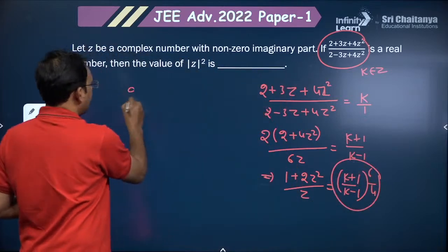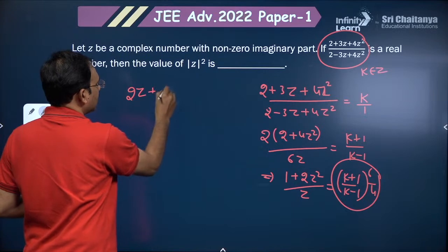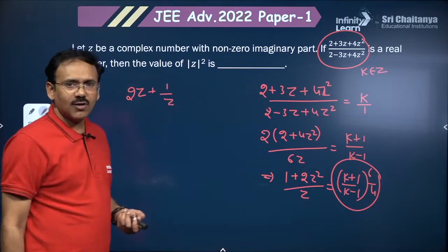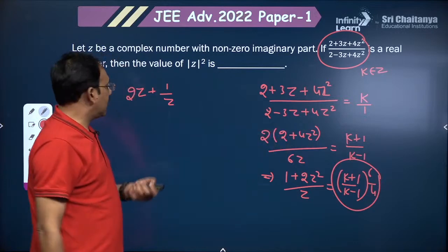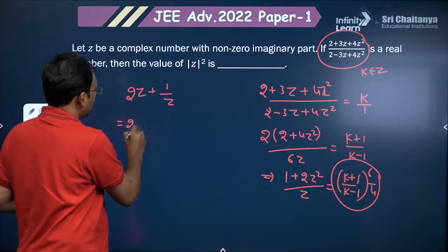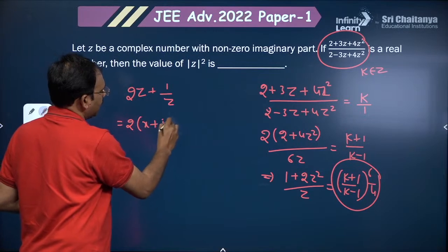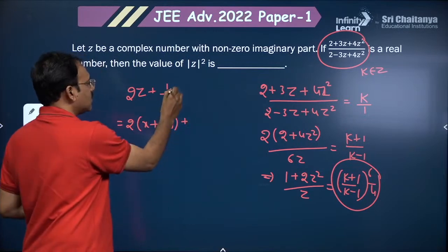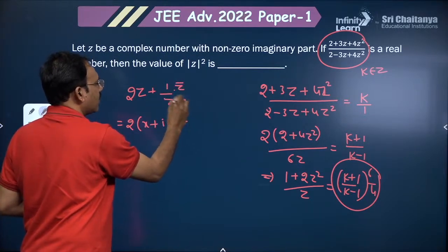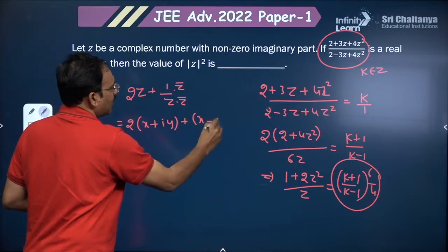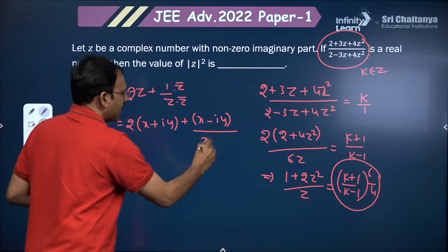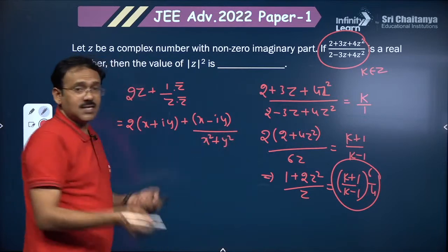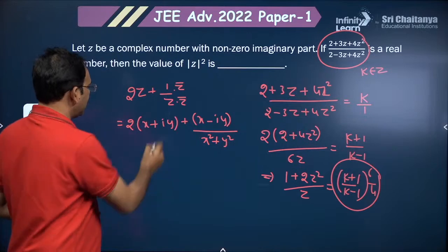This you can write like 2z plus 1 by z is purely real, because it is equal to this. Real number means you can just write 2 times (x plus iy). 1 by z means you can just multiply with z bar in the numerator and denominator. z bar is x minus iy, and z z bar is mod z square, that is x square plus y square. Since it is real, imaginary part must be 0.